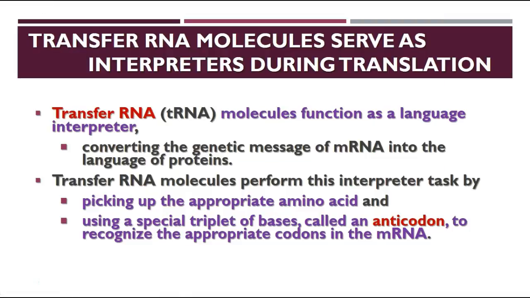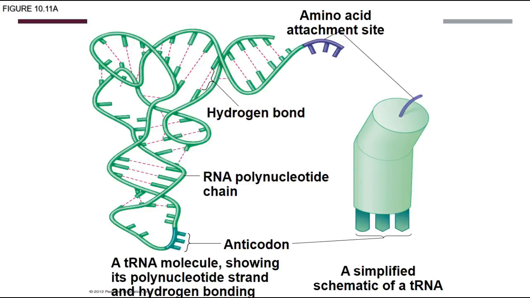Once the messenger RNA gets out to the cytoplasm, it depends on another kind of RNA to help translate the sequence into a protein. Transfer RNA or tRNA is basically the language interpreter. These molecules pick up the appropriate amino acid, and then they have an anticodon that is complementary to the codon that allows them to put it in the proper place on the surface of the ribosome where the proteins are going to be made. Here's a diagram of a transfer RNA molecule.